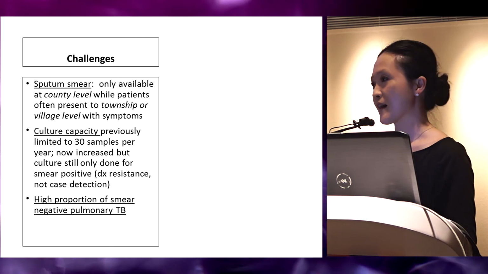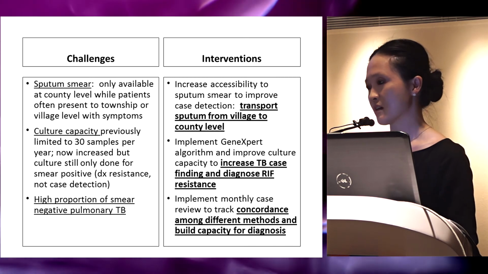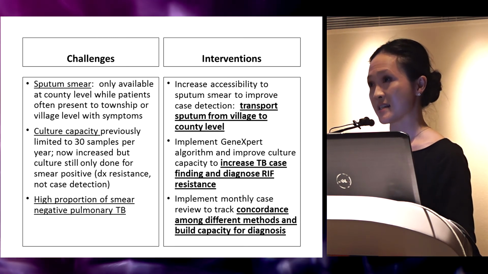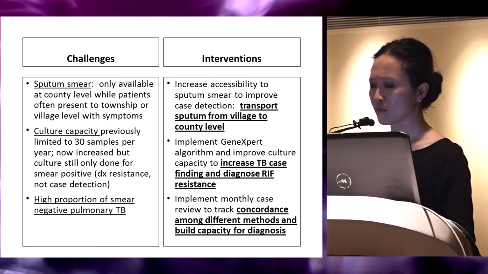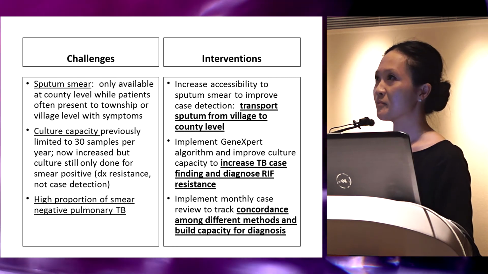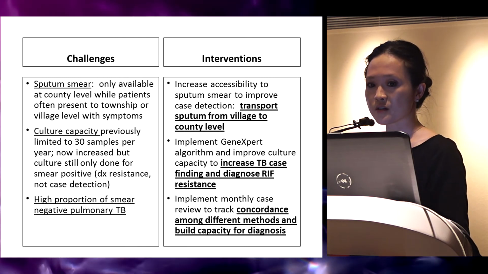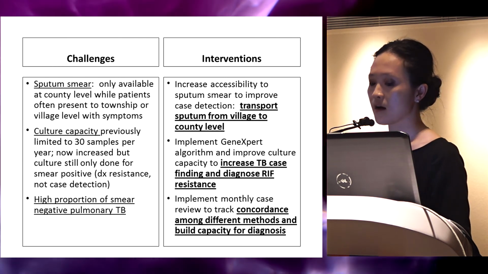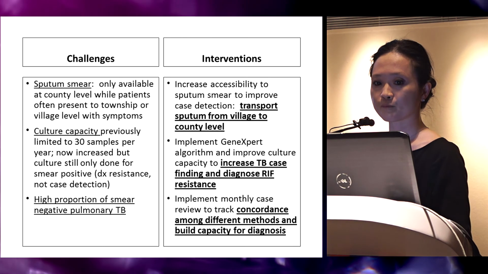And number 3, for the high proportion of smear-negative TB cases, this is quite a complex issue, as you might imagine, because we're dealing with probably poor sputum quality samples, a heavy dependence on CT and X-ray, likely overdiagnosis of TB, and then poor decision-making among the doctors who, up until recently, were not aware of the fact that the high proportion of smear negativity was a problem. So for this challenge, what we're starting is a monthly case review to track concordance among the different diagnostic methods with the goal to build capacity for diagnosis.